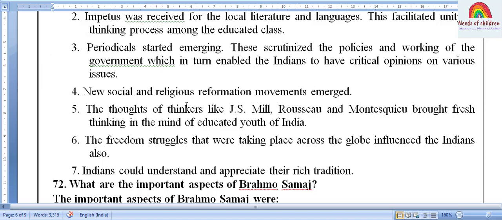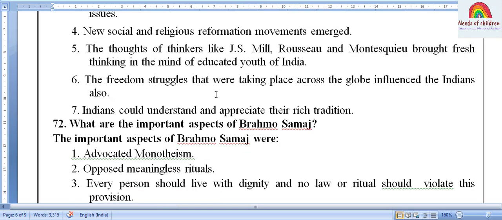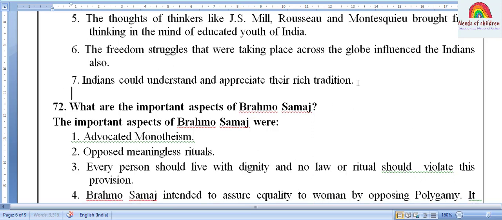New social and religious reformation movements emerged. The thoughts of thinkers like J.S. Mill, Rousseau and Montesquieu brought fresh thinking in the minds of the educated youth of India. The freedom struggles that were taking place across the globe influenced the Indians also. Indians could understand and appreciate the rich tradition. So this is about the answers. Dear friends, let's move on to the next question.